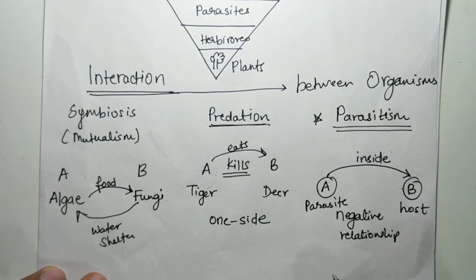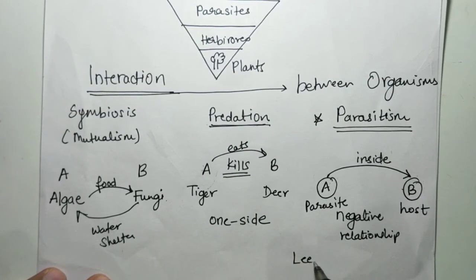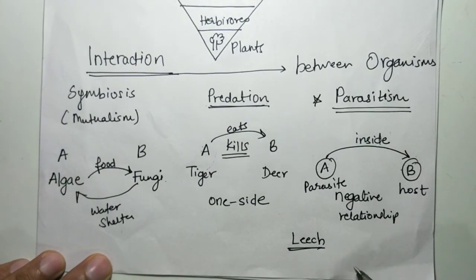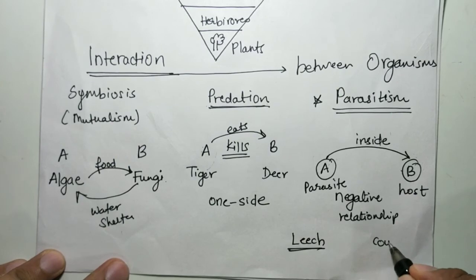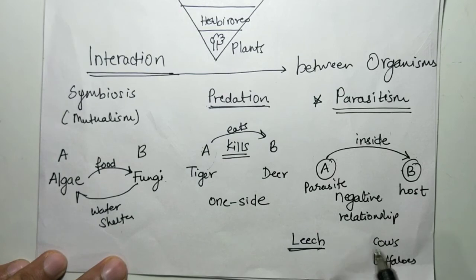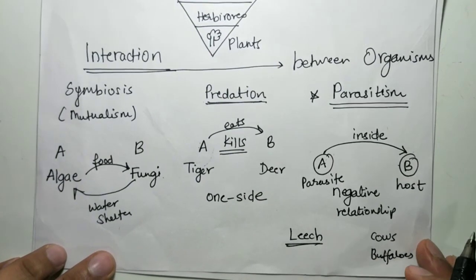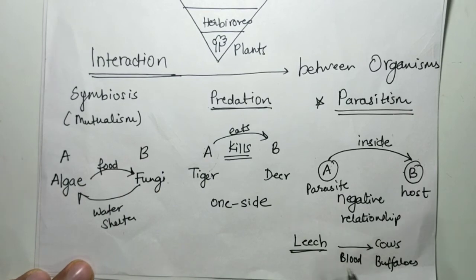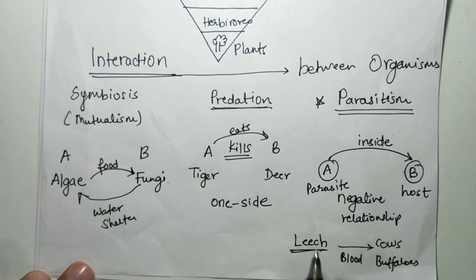An example is, let's say, a leech. A leech may sit or feed on cows or buffaloes. The leech may sit on a cow or buffalo, and it will keep sucking the blood. The leech sucks the blood of the cows and buffaloes. The cows and buffaloes are at a loss and the leech is benefiting, and they can't even kill the leech. I'll show you the example, how it works.